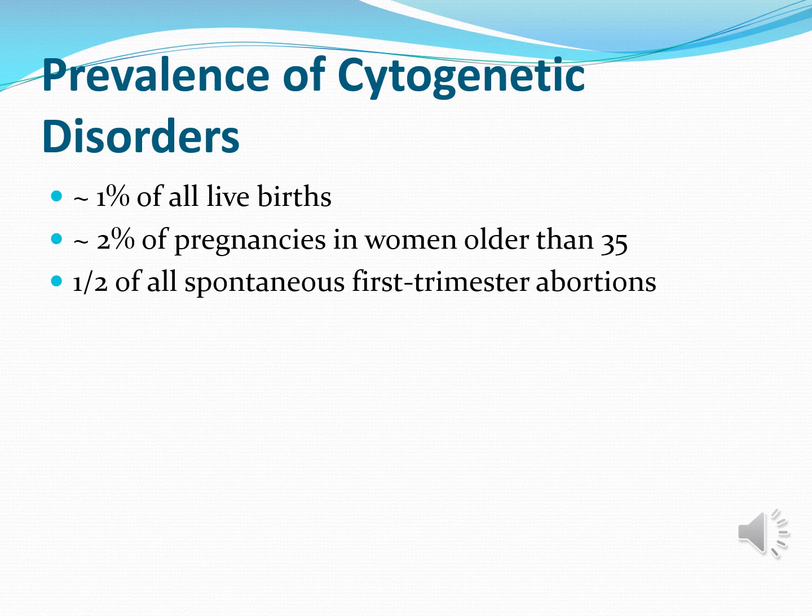The prevalence of cytogenetic disorders is substantial. Approximately 1% of all live births have a significant chromosomal abnormality. Among pregnancies in women older than 35 years, about 2% show abnormalities. Most strikingly, half of all spontaneous first trimester abortions have a chromosomal abnormality. These figures underscore the critical role of chromosomes in early development and the high frequency of errors in human reproduction.